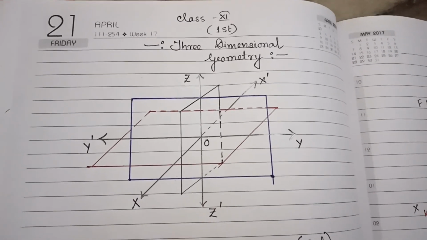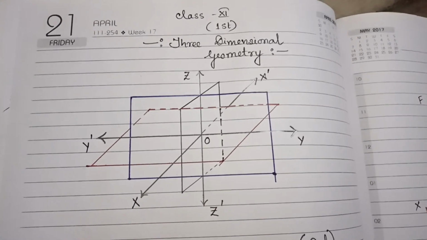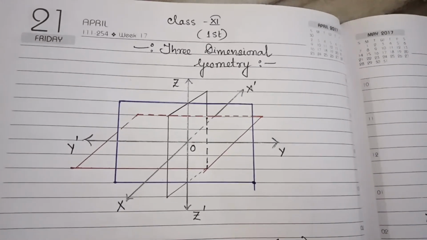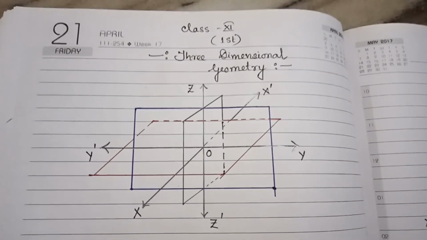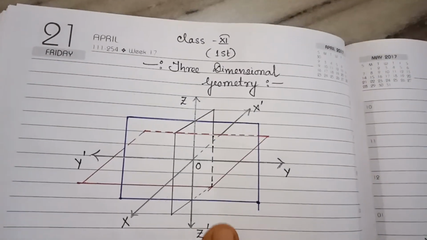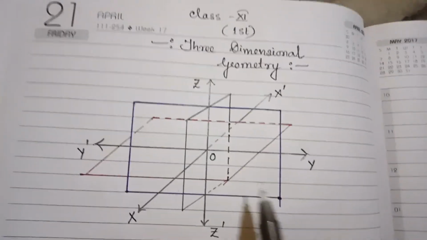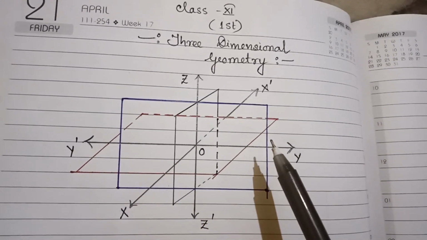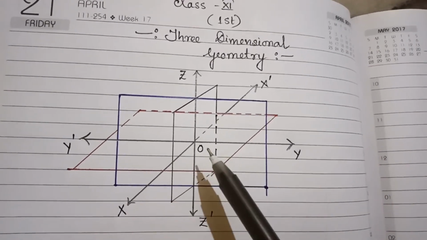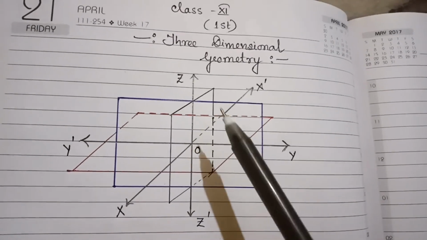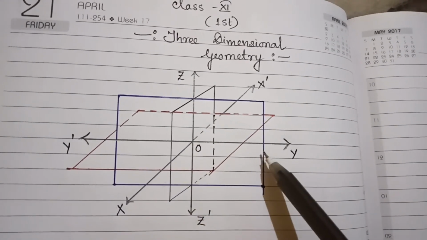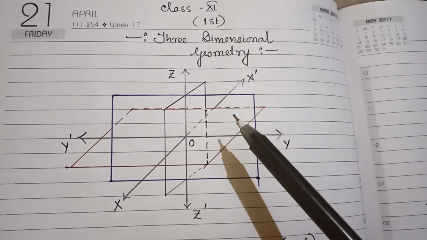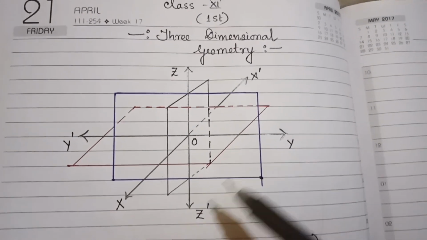Now you can see on the screen that I have already drawn this figure so that the video length will not be that long. So look at this figure. Three-dimensional geometry means there will be three axes: x-axis, y-axis and z-axis. Like before, here also we are getting the positive and negative sides of x, y and z.